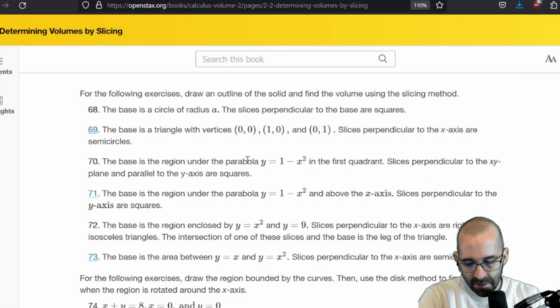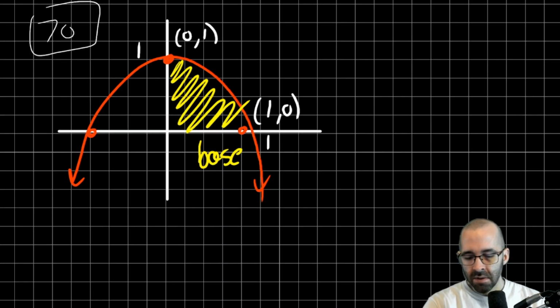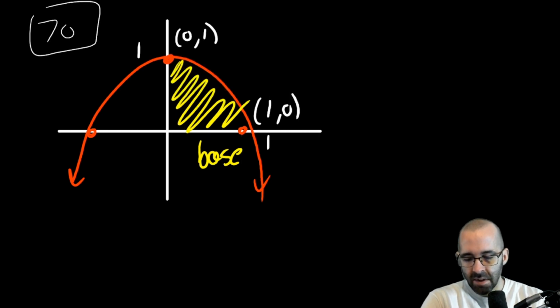I don't know where we're going with this. Slices perpendicular to the xy plane and parallel to the y-axis are squares. Woof. All right, this is why I do these problems, so we can give you an example of the logic. So we're supposed to draw an outline of the solid and then find the volume using the slicing method. So we're going to need to draw something with this base. All right, so this base is really not that important, all things considered. Just, again, let's try to draw this in 3 dimensions. This is some kind of parabola.